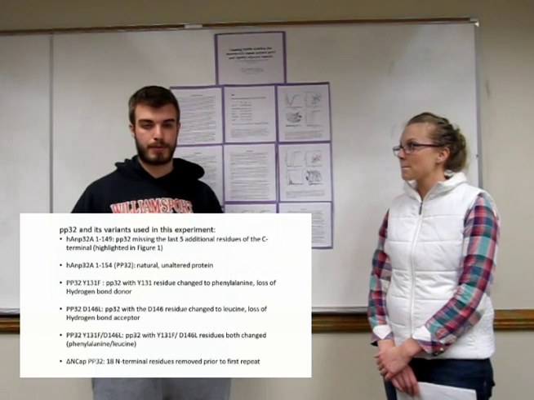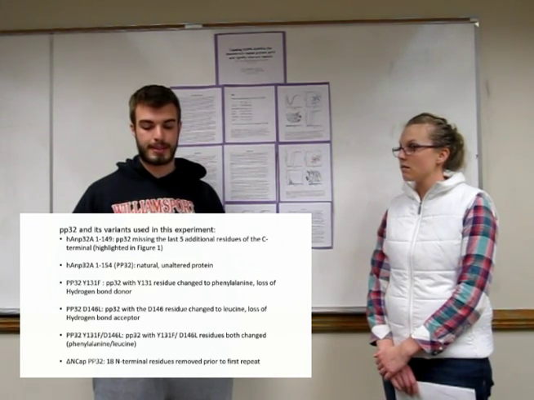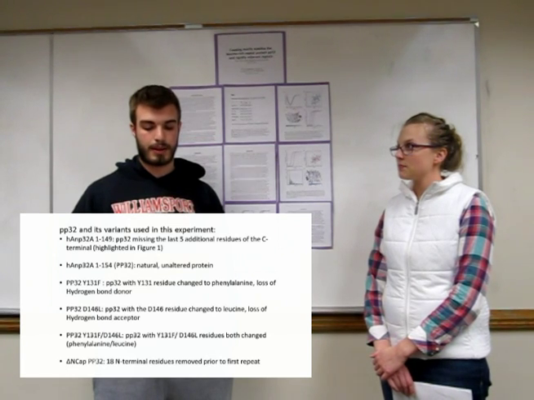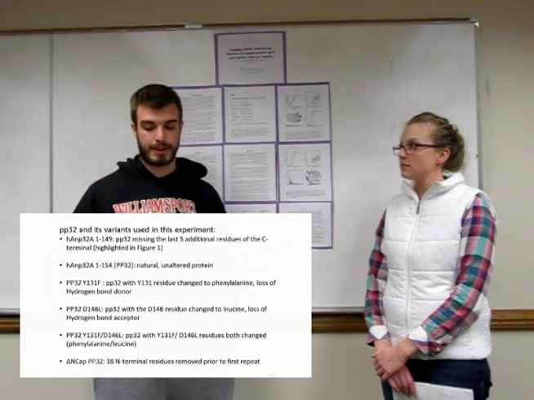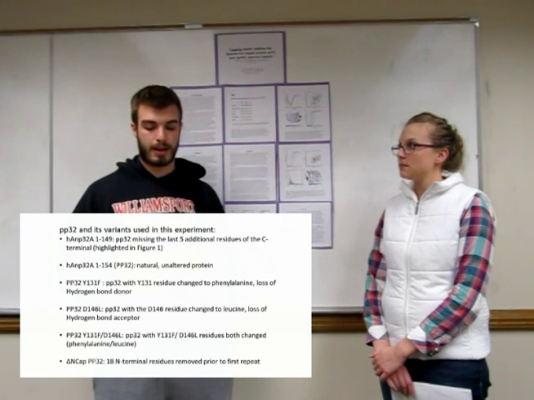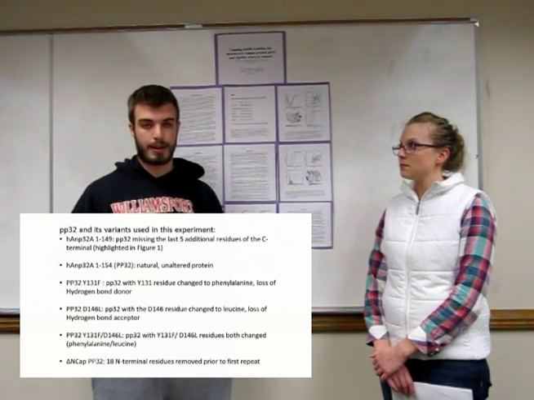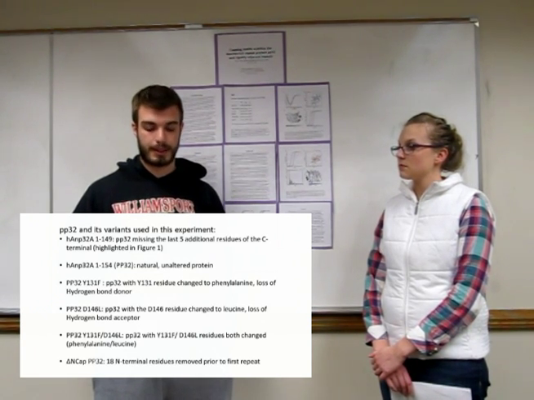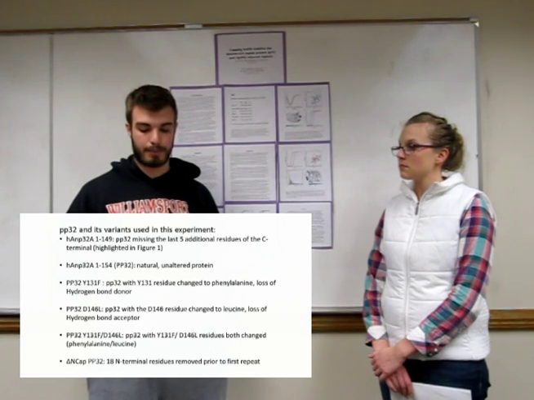In the methods section of this paper, 5 different variants of pp32 were used. In one, 5 residues were removed from the C-terminus. In another, tyrosine 131 was removed as the H-bond donor. In another, glutamate 146 was removed as an H-bond acceptor. In another, both glutamate 146 and tyrosine 131 were removed, and also the N-terminus was removed. Three different stability and unfolding methods were used.